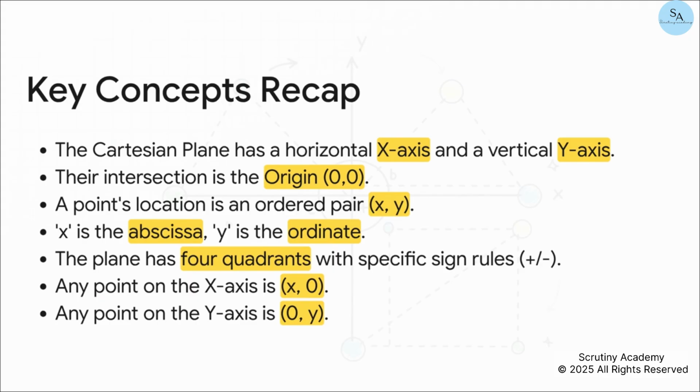So let's recap. We've got our Cartesian plane made of a horizontal x-axis and a vertical y-axis. Where they cross is the origin, (0, 0). Every point gets a unique address, an ordered pair, (x, y). Remember the fancy names: x is the abscissa, y is the ordinate. The plane is split into four quadrants, each with its own plus-minus sign rules, and a couple of pro tips. Any point sitting on the x-axis has a y-coordinate of 0, and any point sitting on the y-axis has an x-coordinate of 0. Got it?